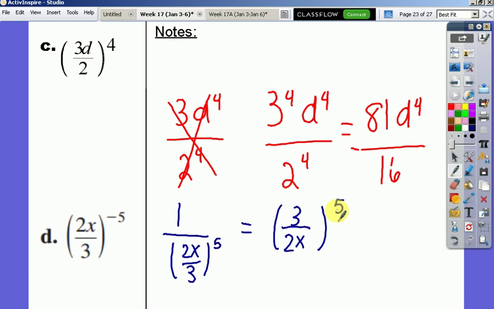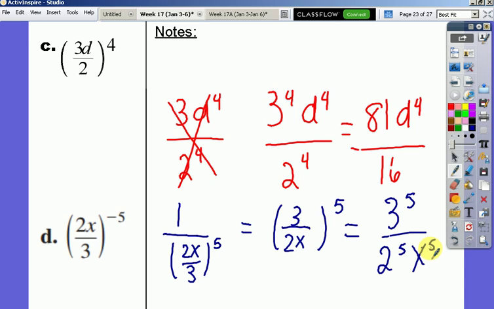So how am I going to rewrite this? You see this on the test, and I want you to simplify it. What would you do? What would you raise to the 5th? 3. What else? 2. What else? X. So everything's to the 5th.